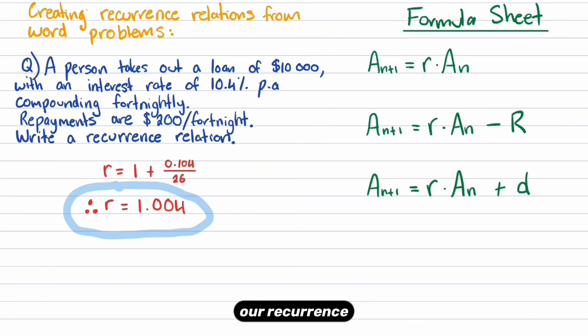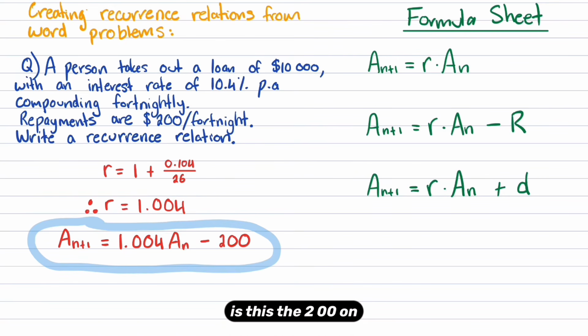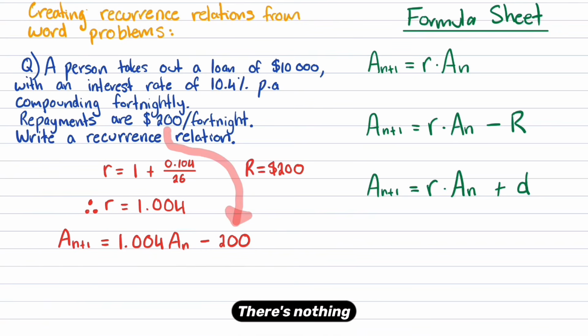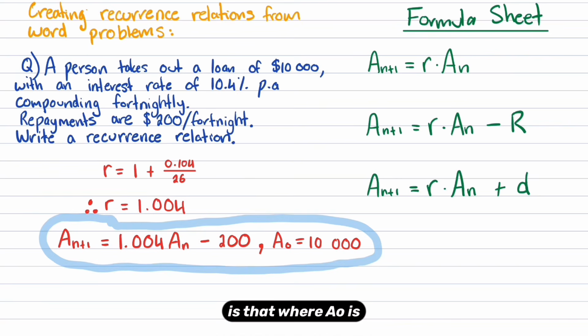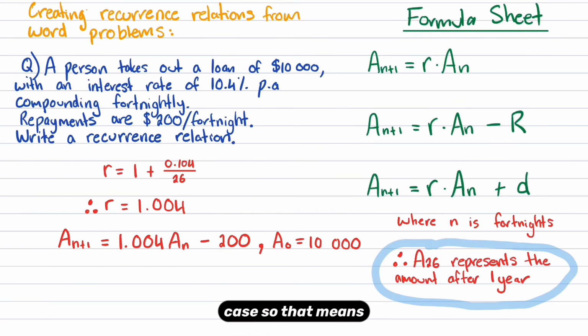So our recurrence relation is this. The 200 on the end is relatively straightforward. There's nothing tricky about that. That's just the repayment amount per compounding period. So our recurrence relation is that, where a0 is 10,000. Now, n represents fortnights in this case. That means that if we were to find a26, it would represent the amount that is left in this loan after 1 year.